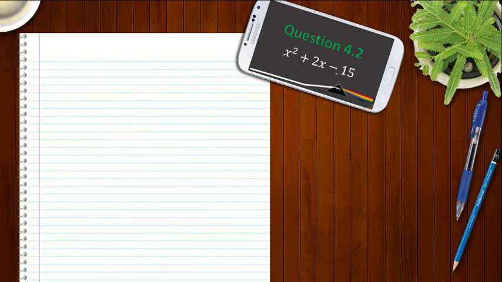Okay, in this one, first step, is there a common factor? So we see there's an x in the first 2 terms but not in the third, and we don't have any numbers that we can take out. So now, second step, how many terms are there?